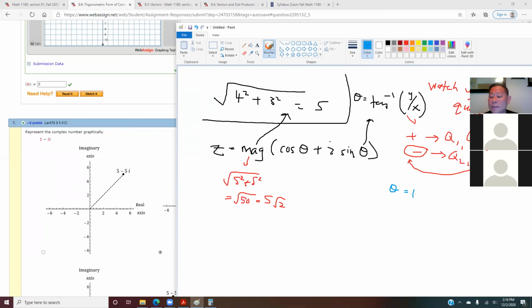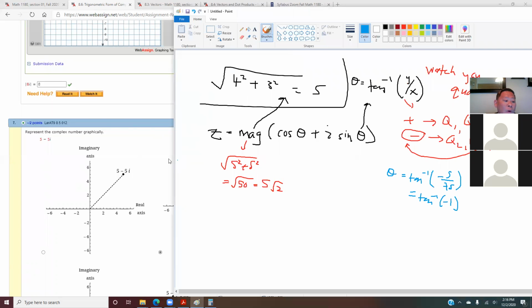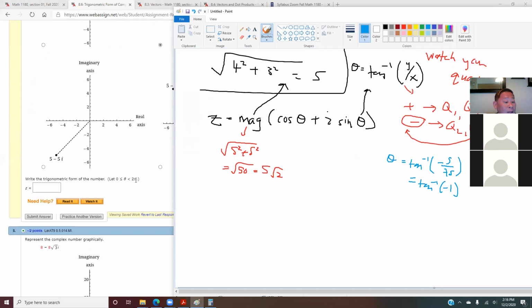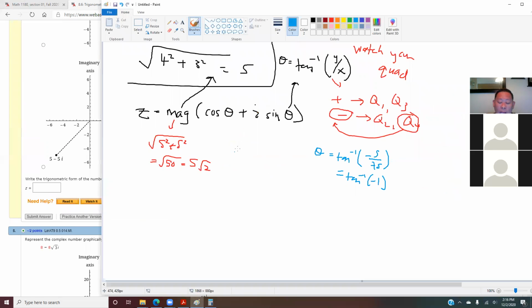So theta in this case is arctangent of y over x. Y in this case is -5, and x in this case is also -5, positive 5. So arctangent of -1. And you want this usually in a degree form or a radian form. See, they want this in a radian form. So do you guys know what is the radian for tangent 1?